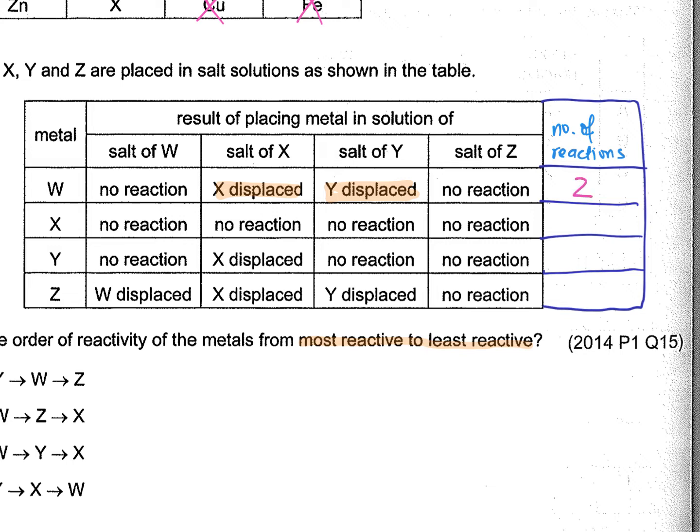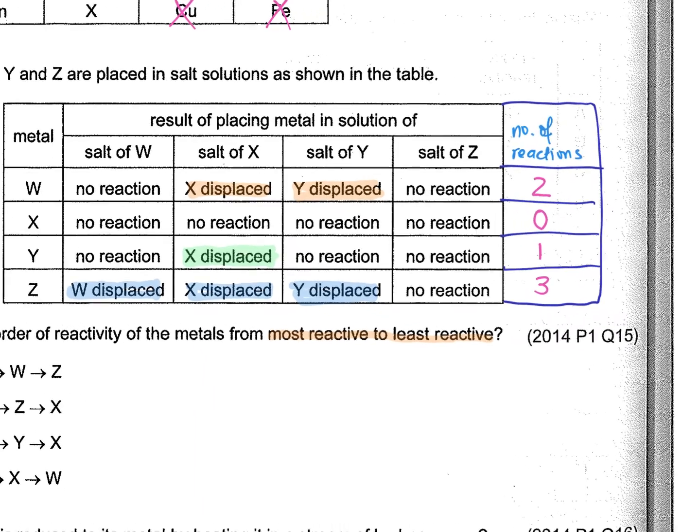Then if you look at metal X, it has no reaction at all, meaning it is not able to displace any of the metals from the given salt solutions, so the number of reactions is 0. If you look at metal Y, it has only managed to carry out one displacement reaction, and it can only displace X. So there's only one reaction. And for the last one, you realize that it can undergo displacement reaction 3 times. Z displaces W, it also displaces X, as well as displaces Y. So it has undergone 3 displacement reactions.